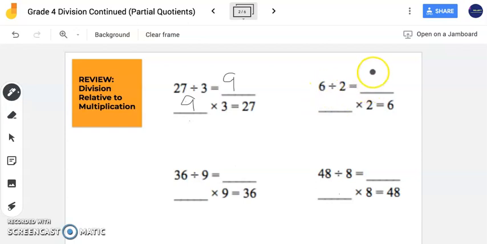Notice here we have 6 divided by 2 equals 3, and 3 times 2 equals 6. Here we have 36 divided by 9, which equals 4, and we know this is correct because 4 times 9 equals 36. Here we have 48 divided by 8, which is 6, and 6 times 8 equals 48. Notice you can use this to help you check any division problem, and I hope you understand that knowing your facts and being able to recall them will help make solving division problems much easier for you.